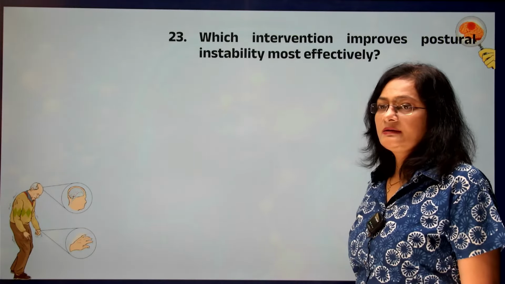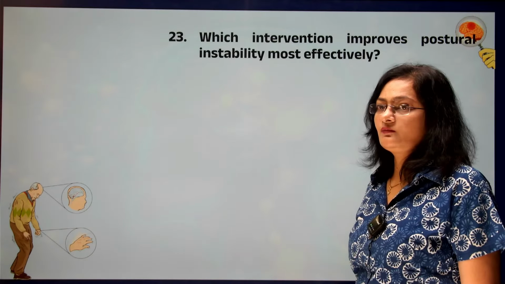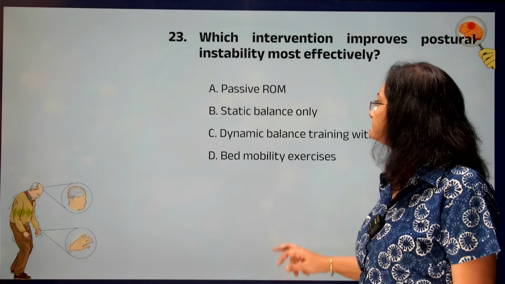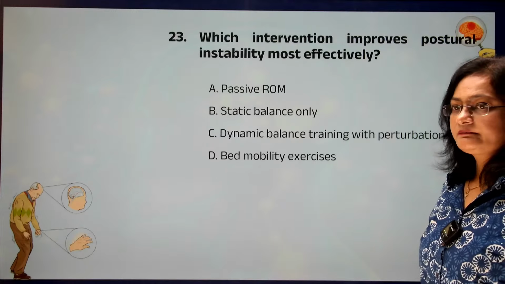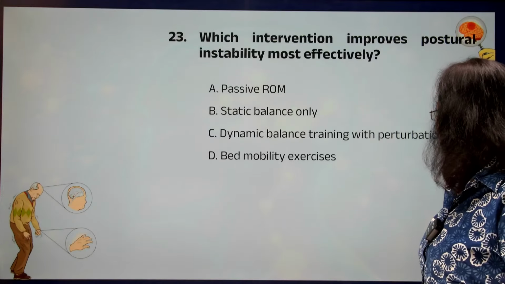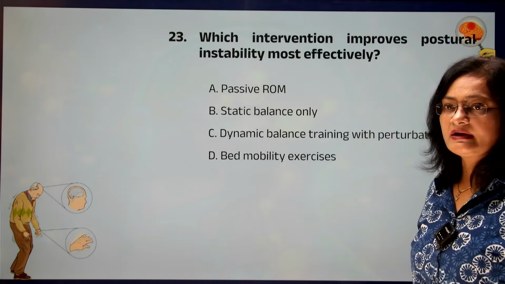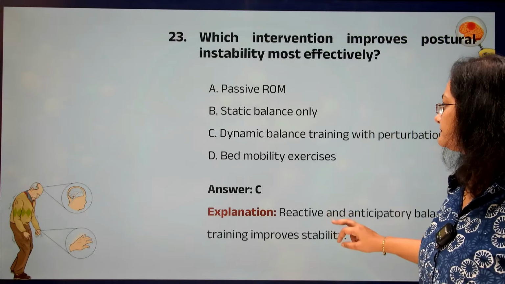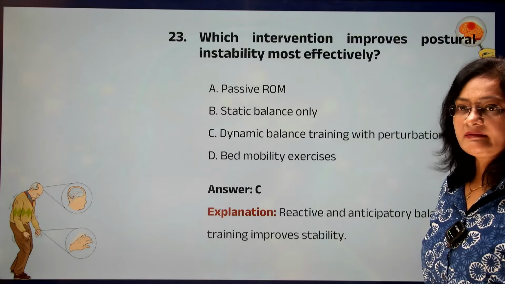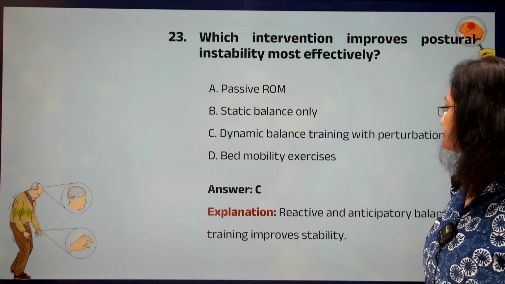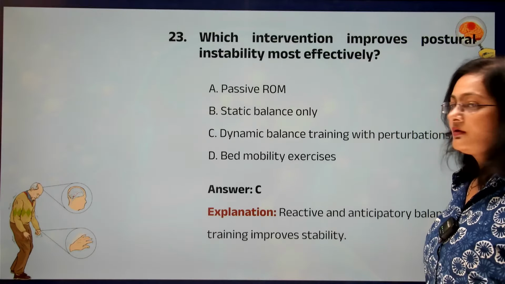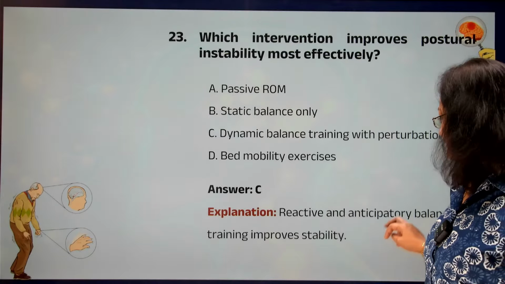Which intervention improves postural instability most effectively? Passive range of motion, static balance, dynamic balance training with perturbation, or bed mobility exercise. So our answer will be C. Dynamic balance training with perturbations will be most helpful for improving the stability.